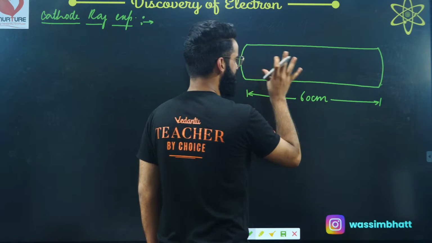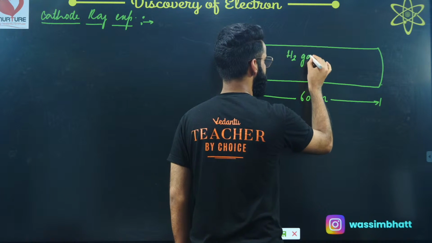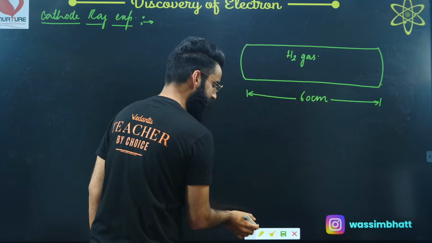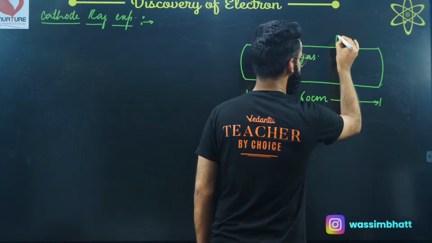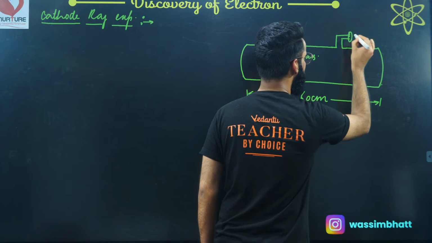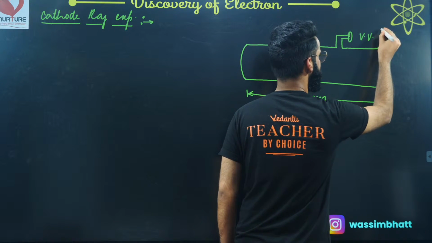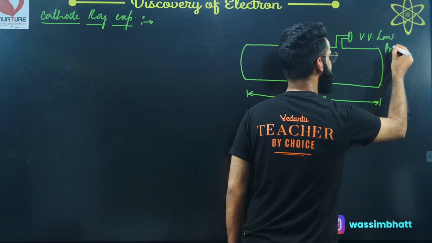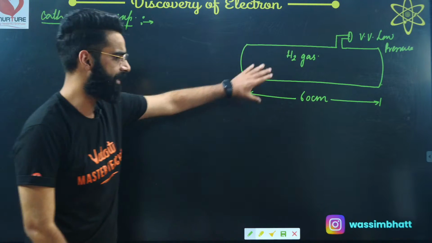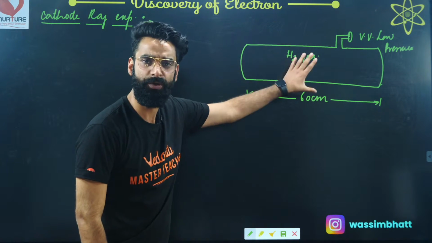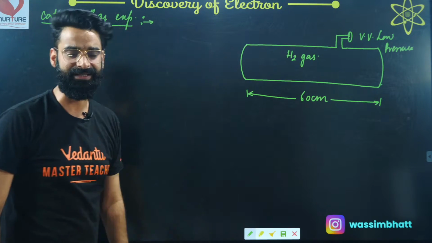In this glass tube, he kept a gas. Which gas? He kept hydrogen gas in this glass tube. And at the top of the glass tube, he fixed a vacuum pump so as to create very, very low pressure inside the tube. The vacuum pump is used to maintain the pressure of the H2 gas inside this glass tube.